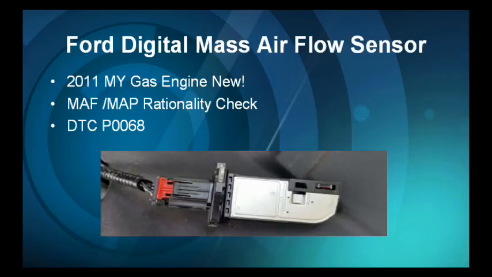Along with this new digital mass airflow sensor, we have a new trouble code, P0068. It's the relationship on later Fords that not only have a mass airflow sensor, but they also have a manifold absolute pressure sensor. There is a sensor relationship parameter that's looked at by the computer. Let's face it, the computer knows the engine size.